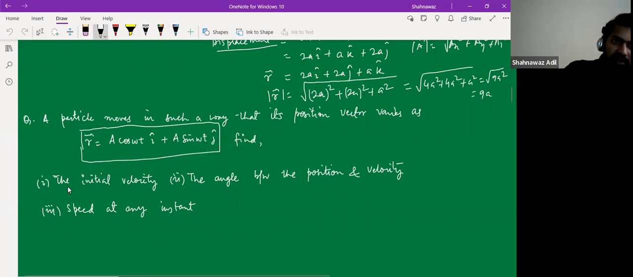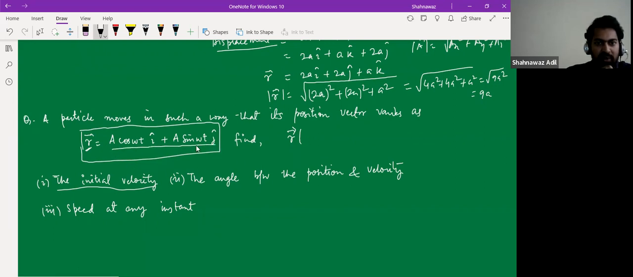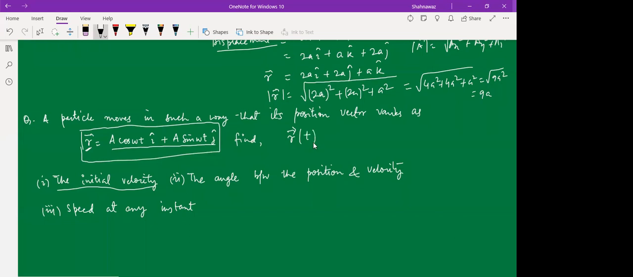Okay. So here, what is given? The position is given as the function of what? r is given as a function of what? Anybody? Abhinav, Iram, Anna, Heather. From this, what can you say? So r is a function of what? A is a constant, omega is a constant. So r is a function of what? T. Yes, right. So r is a function of t.